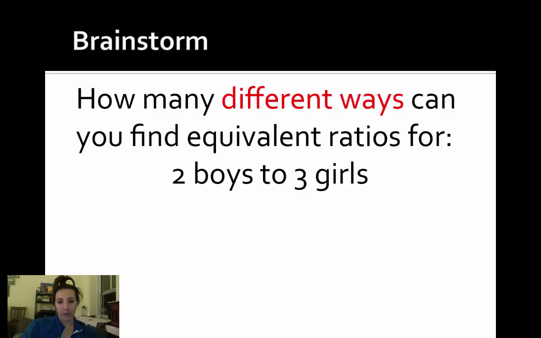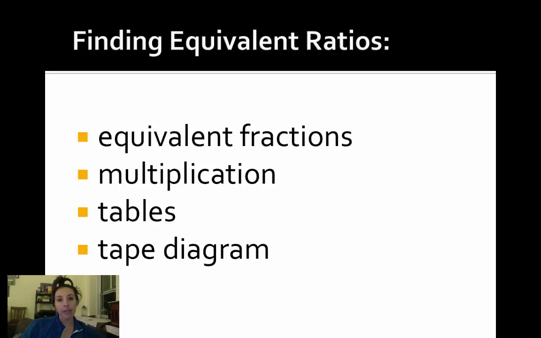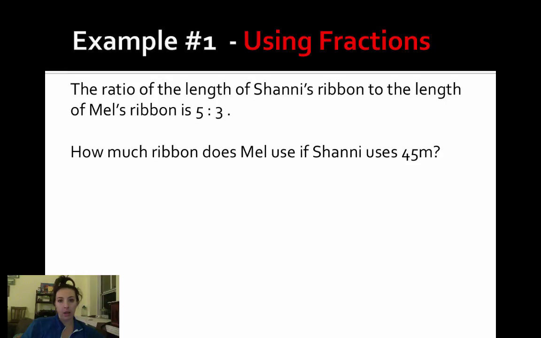Okay, so I'm going to tell you about 4 different ways of finding equivalent ratios. The 4 ways are equivalent fractions, multiplication, tables, and a tape diagram, which is where this handy little drawing on the PowerPoint is going to come in handy. Go ahead and pause the video anytime you need to write down what I'm writing or to take down the notes.